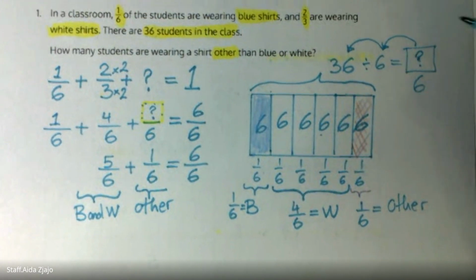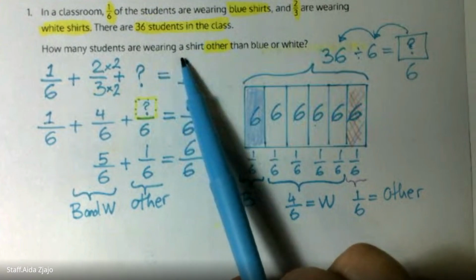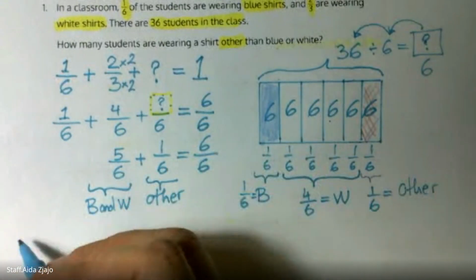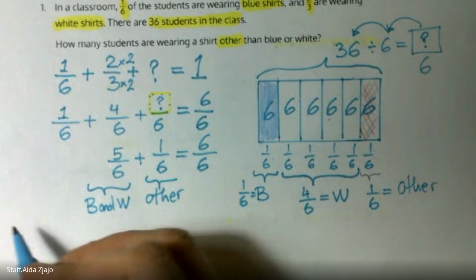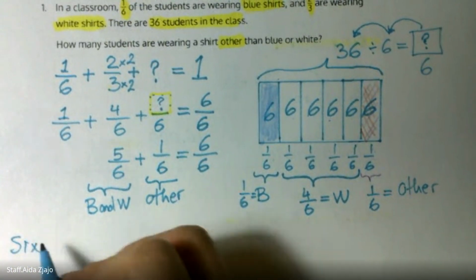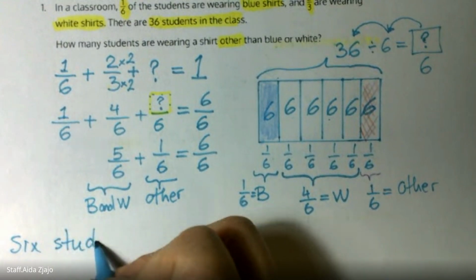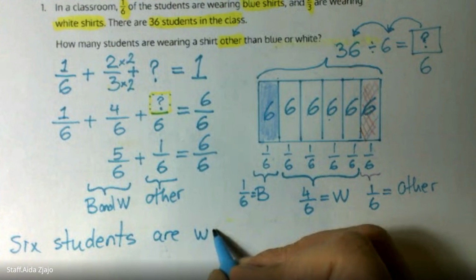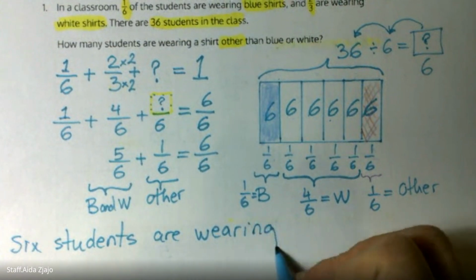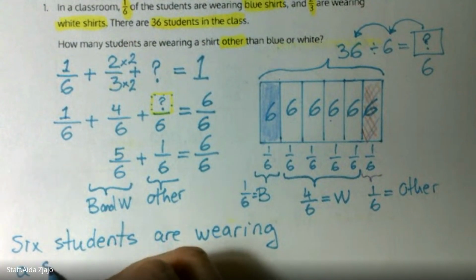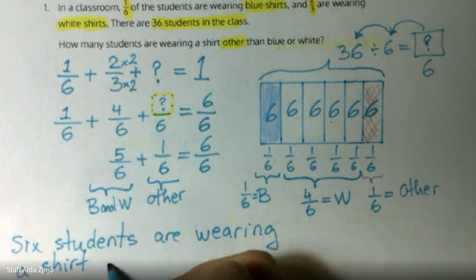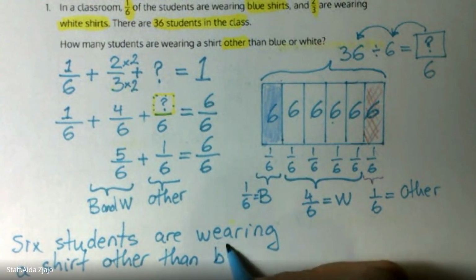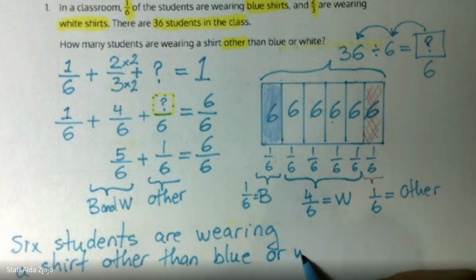So now we can write how many students are wearing a shirt other than blue or white. That's the question we need to answer. Okay, 6 students are wearing a shirt other than blue or white.